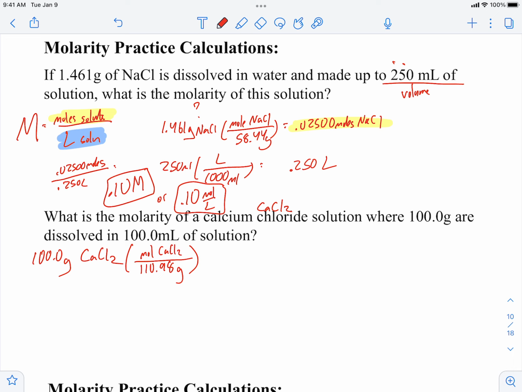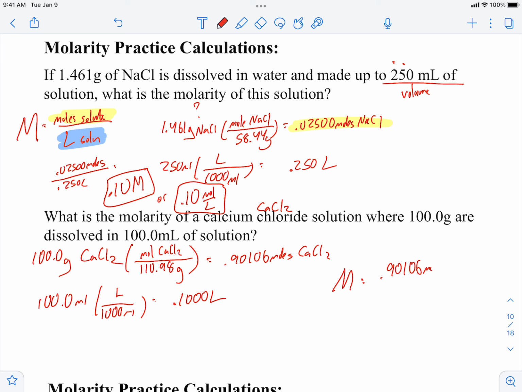So we have 0.90106 moles of CaCl2, and they told us that the volume of the solution is 100 milliliters. 100 milliliters is 0.1 liter. Therefore, the molarity is 0.90106 moles over 0.1000 liters. We're going to be allowed to keep 4 sig figs, so we'll call it 9.011.